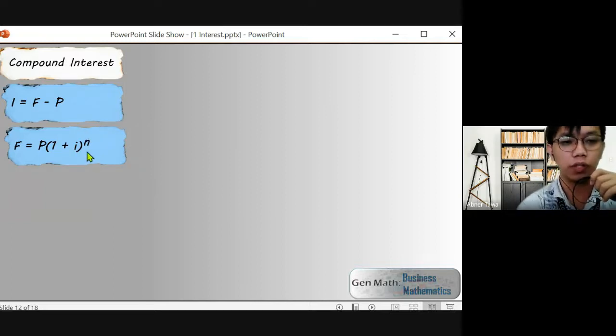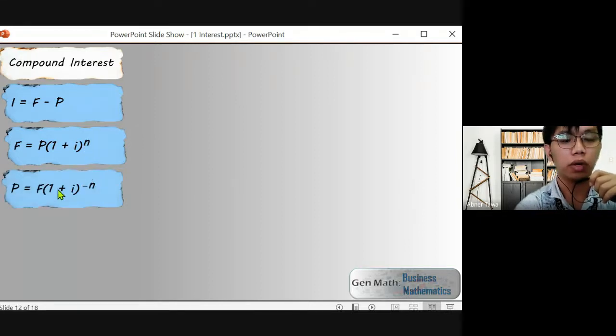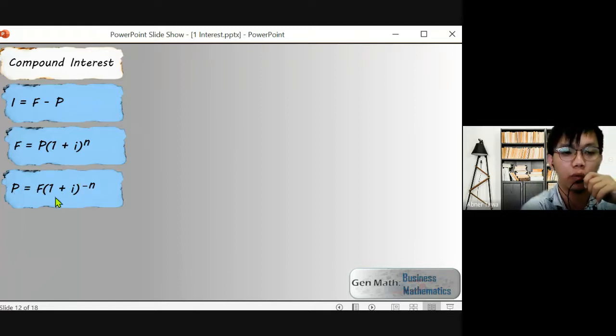Okay, and to understand the I and N, we're going to have here. Okay, by the way, we are going to have here the derived formula also for principal amount. So it will depend on the given problem kung ano yung ipapadetermine natin. So if we are asked to determine the principal amount, you can use this formula, which is F multiplied to 1 plus I raised to negative N naman. Okay. So that is the formula for principal value.